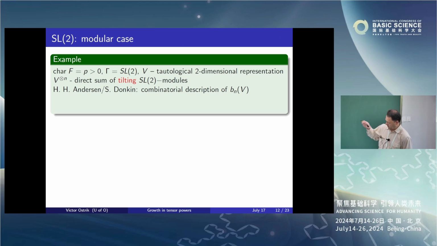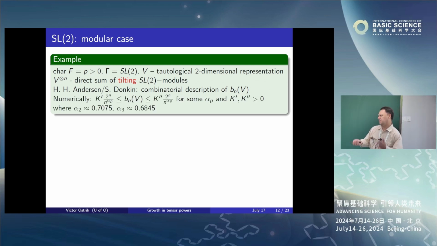Tilting modules were introduced in this setup by Steve Donkin, and thanks to his work and the work of Henning Andersen, you can work out a combinatorial description for my sequence, and you can do some numerical experiments with this. You can make a computer compute this, and you get something which looks a little bit strange. This sequence is squeezed between 2 to the power n divided by n to some power, with some constants, but these powers look strange.